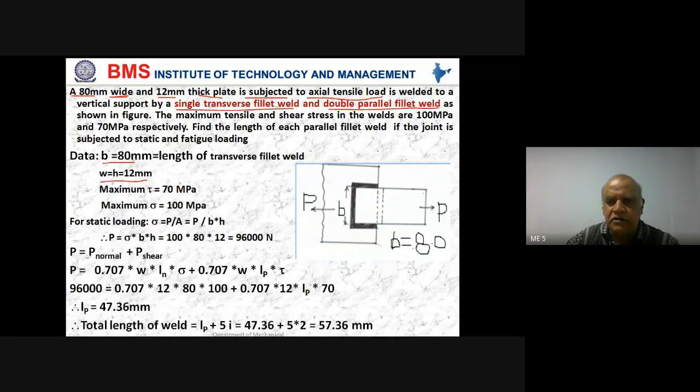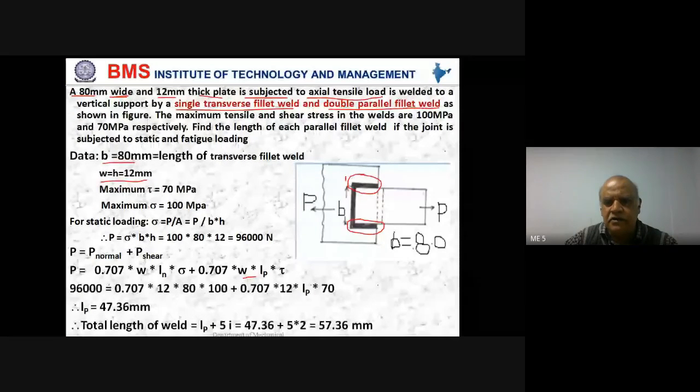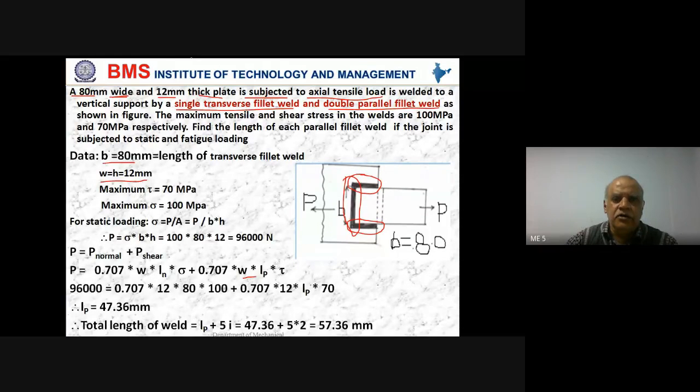If you look at the drawing here, this and this are parallel fillet welds, correct? And this is a transverse fillet weld. So you have one transverse fillet weld and two parallel fillet welds. So it is single transverse fillet weld and double parallel fillet weld as shown in figure.